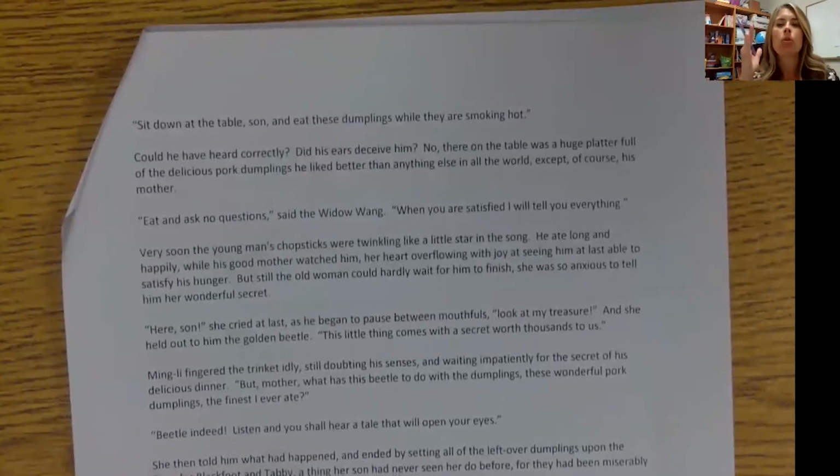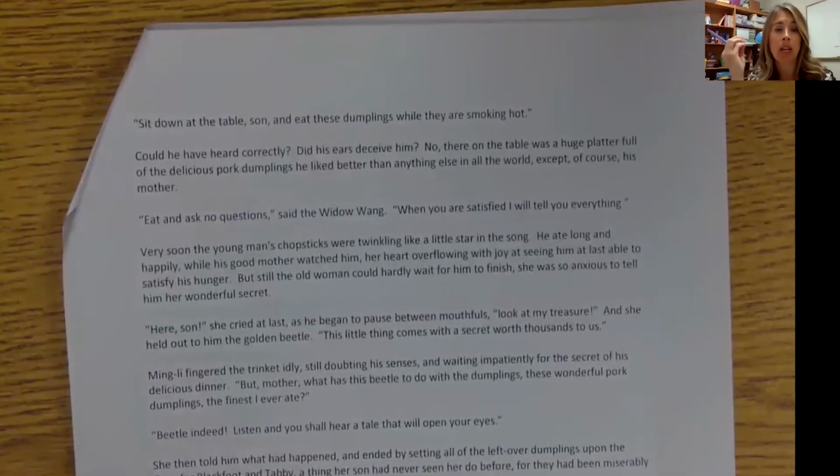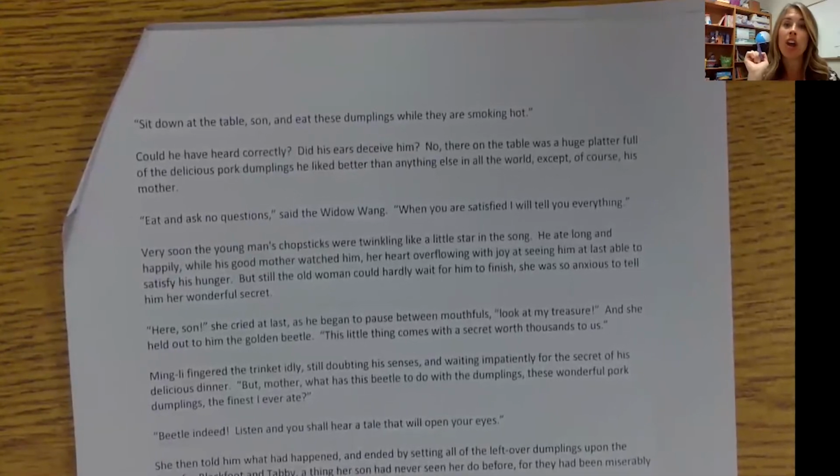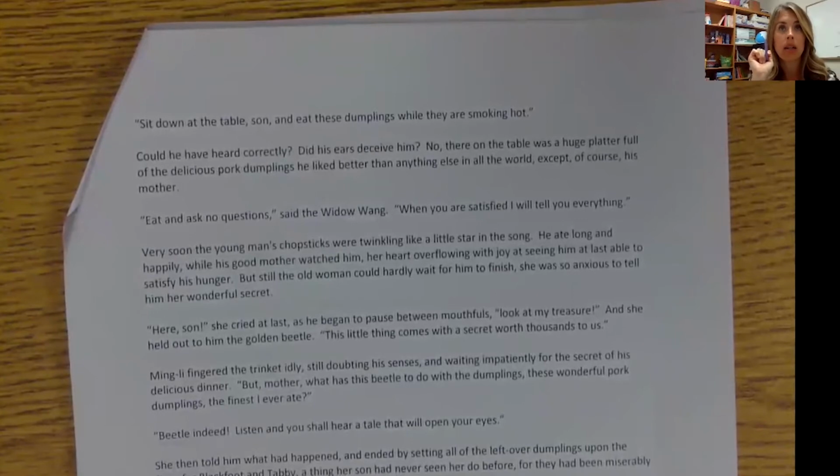So Ming Li was just waiting, probably thinking his mother had lost her mind, and then she told him to come to the table and eat. I bet now he's thinking, no way, she really is crazy. Could he have heard correctly? Did his ears deceive him or play a trick on him?